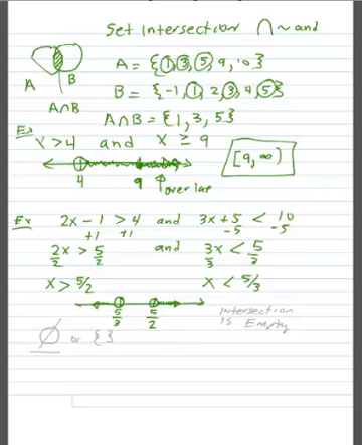Now here we have a little mini dilemma. Do these two sets overlap each other? And the answer is no. So the intersection is empty. And we can indicate the empty set with this symbol like this, or a set with nothing in it.